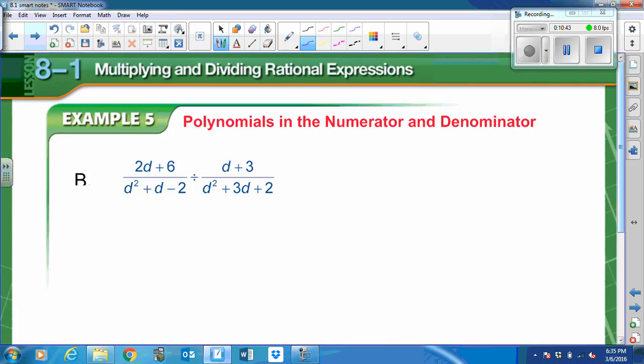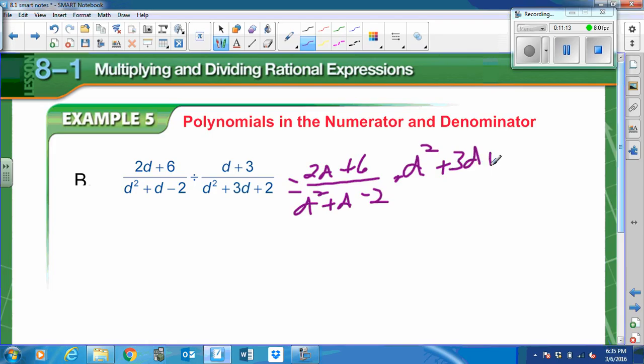So polynomials with a numerator and a denominator, this is going to be the same idea. We need to factor everything. And so you can factor everything and then copy dot flop, or you can copy dot flop and then factor. And I think I'm going to get the copy dot flop done. So I'm going to rewrite it as 2d plus 6 over d squared plus d minus 2 times d squared plus 3d plus 2 over d plus 3.